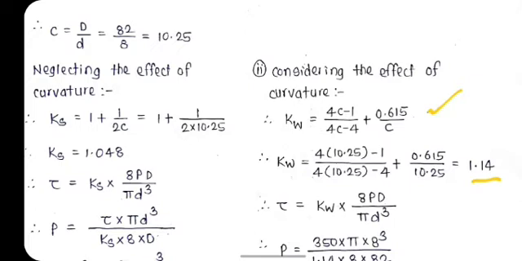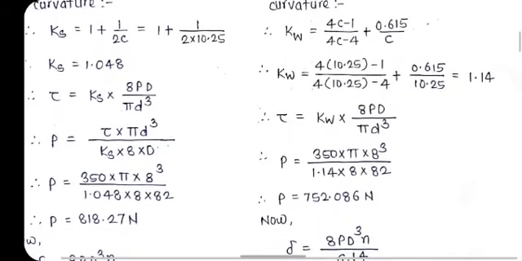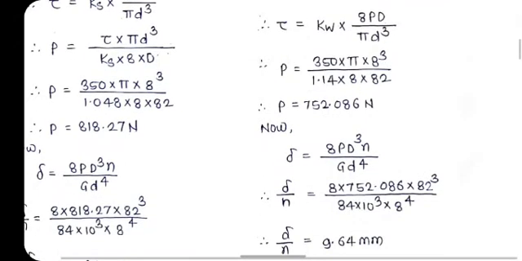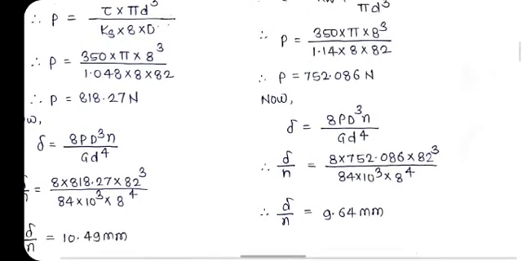Next is the shear stress for the axial load. Here instead of Ks you can use Kw. So tau is equal to Kw 8PD upon pi d cube. From this equation you can calculate the axial load as 752.086 Newton. Again by using the equation of deflection you calculate the deflection per active turn, and the deflection per active turn is 9.64 mm. Okay, so this is our first problem.